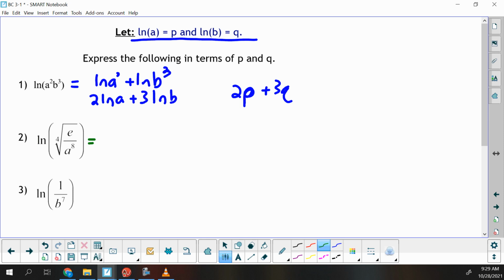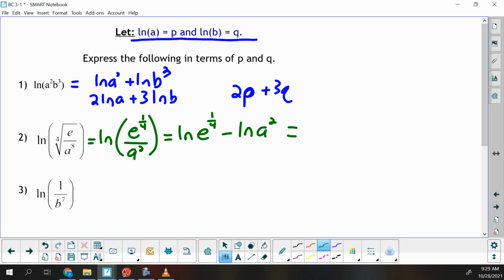For the next one, first I'm going to write this as natural log. This is going to be e to the 1/4 over a squared, when we take the fourth root of the a to the eighth. When you're dividing, anything in the numerator gets a positive log, anything in the denominator gets its own negative log. But like we saw above, natural log of e to the fourth is going to end up just as 1/4. And we'll have minus 2 natural log of a. So in terms of p's and q's, this will just be a fourth minus 2p.